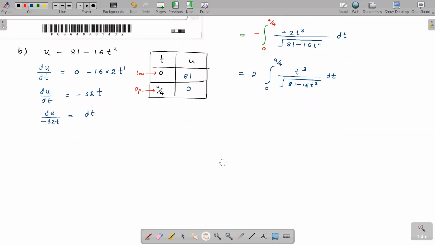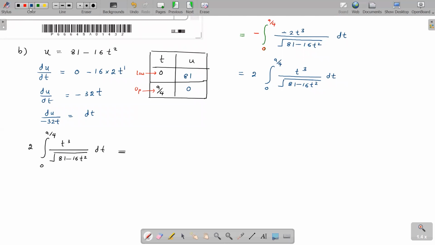Okay, then let's convert our sum. Let's substitute now. So my sum is 2 times t cubed over root 81 minus 16t square dt. I'm about to substitute into this sum now.